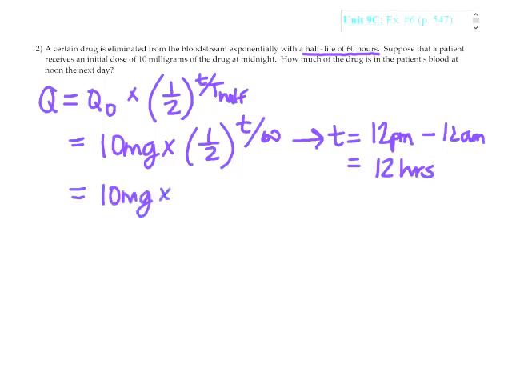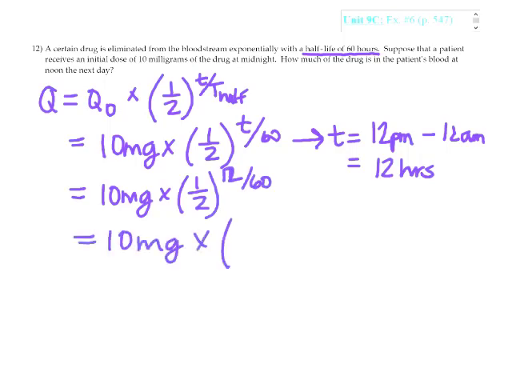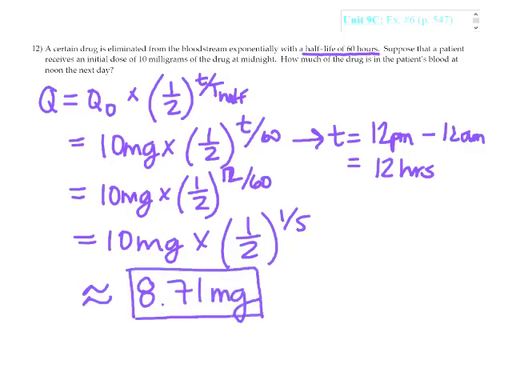So now we have 10 milligrams times 1/2 to the power of 12 over 60. We can simplify the following to 10 milligrams times 1/2 to the power of 1 over 5. And we can plug that into our calculators. And we'll see that Q is approximately 8.71 milligrams. And remember, we're asked how much of the drug is in the patient's blood at noon the next day. So remember, this is our initial dose multiplied by 1/2 to the T over T/2.